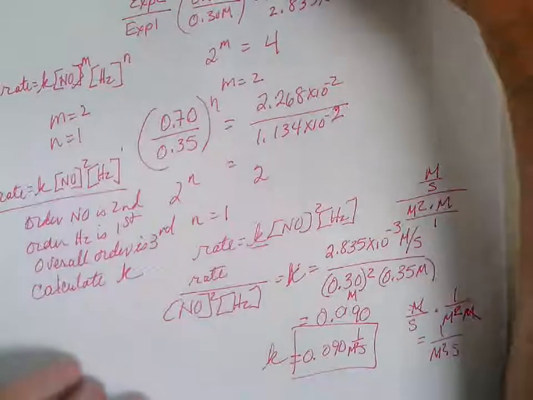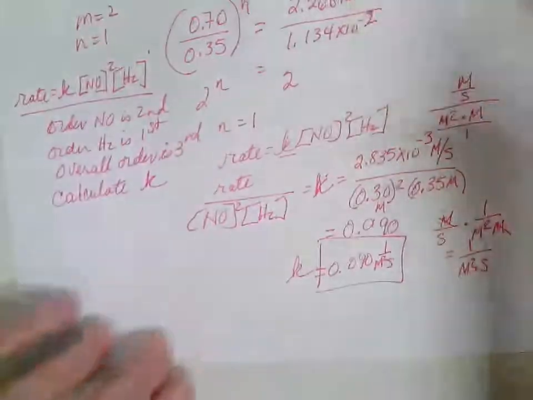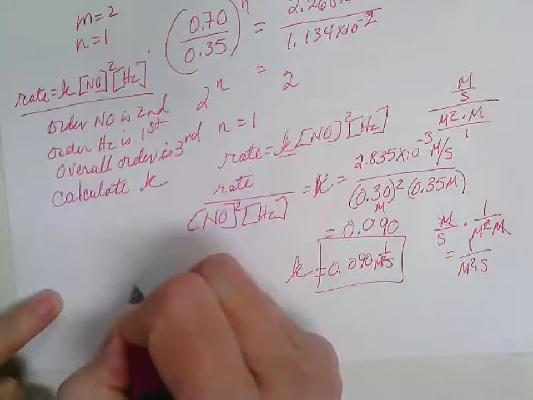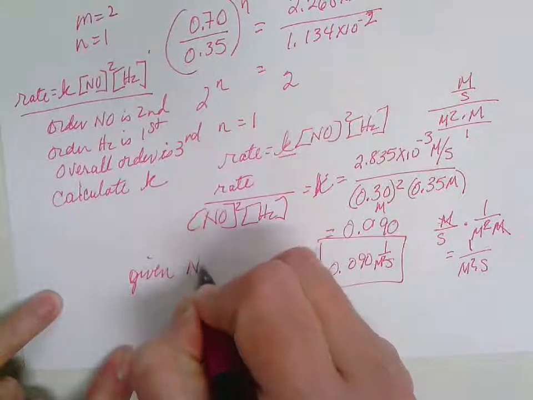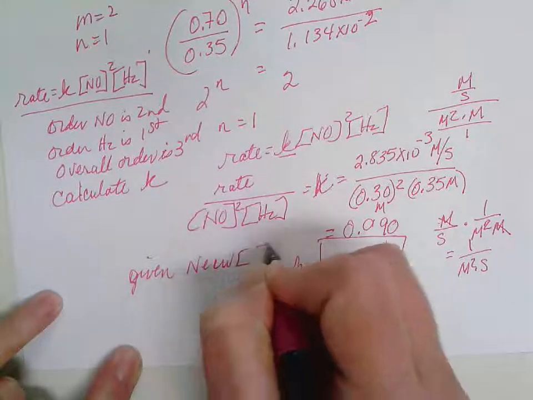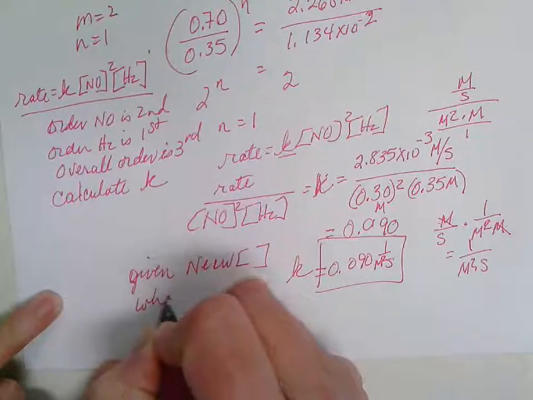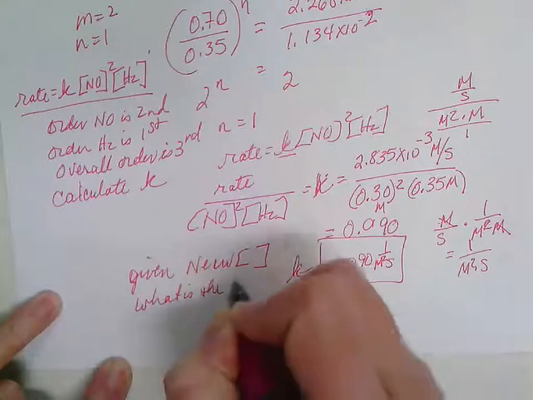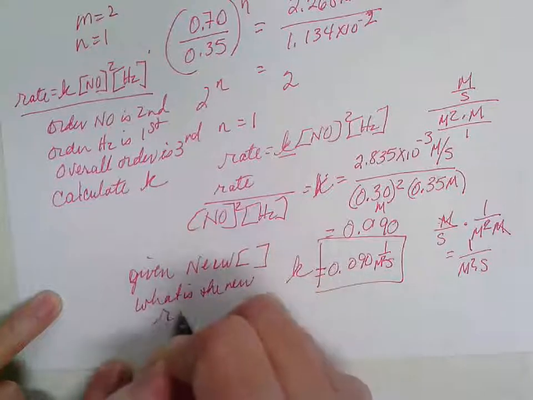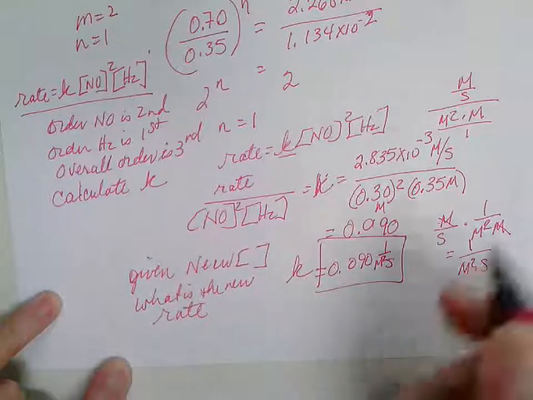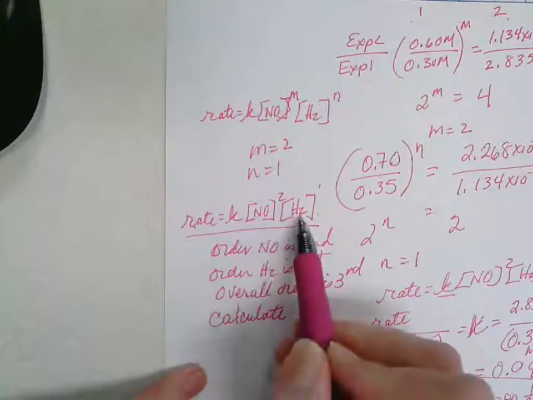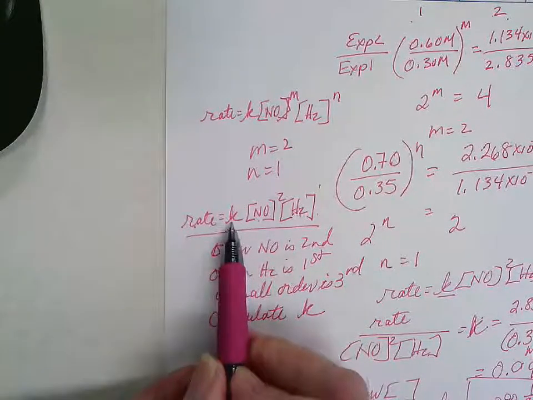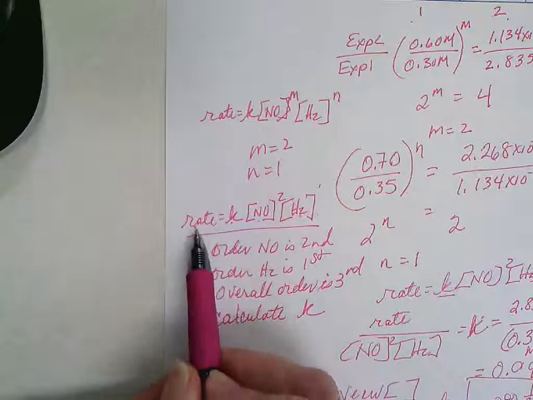The only thing this problem does not have would be if I asked you something like, given new concentrations, what is the new rate? And so you would come back here to your rate equation. You'd put in your new values here and here. You'd put in the value you got for k just now, and you'd figure out what your new rate would be.